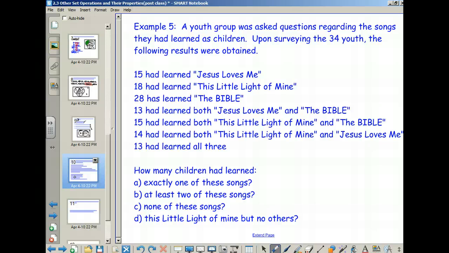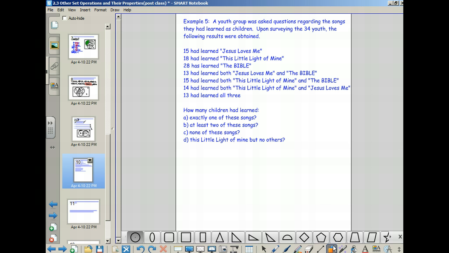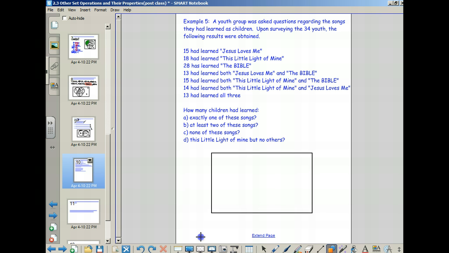Now, if you try to answer those questions straight from the information given, that's a mess. If you draw the picture for it, it isn't. So we're going to draw a picture. And what will my picture, or I should say my diagram, how many circles will my diagram have in it? 3.